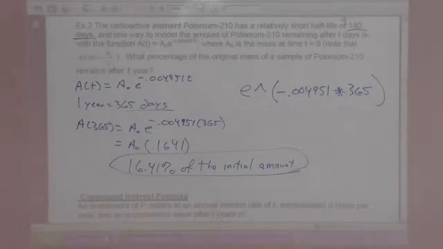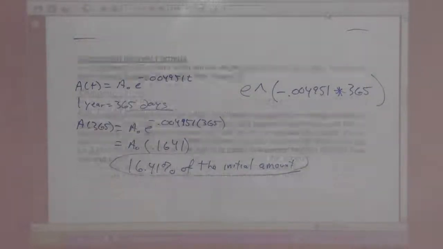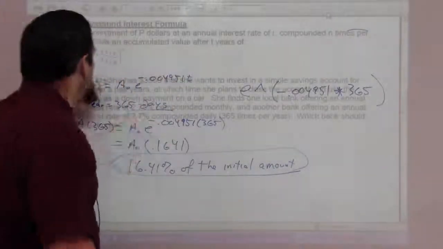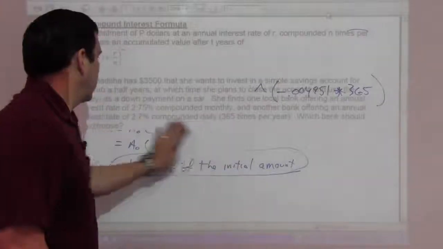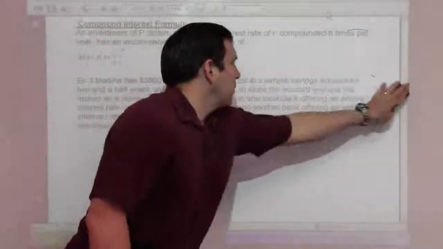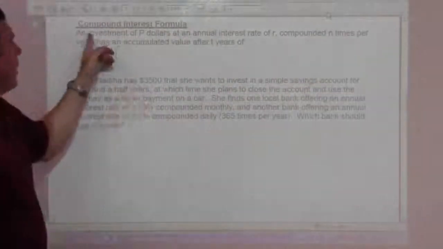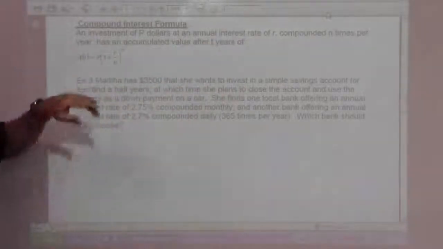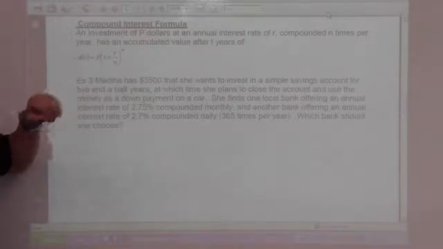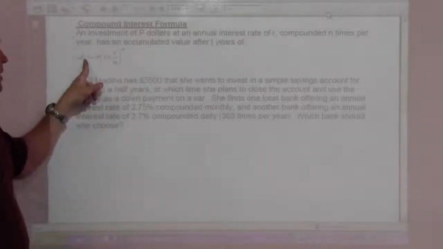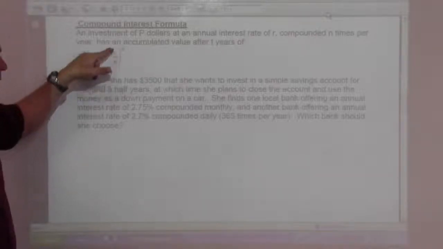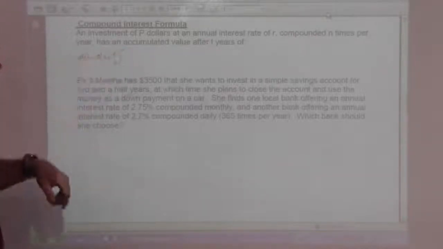Now let's talk about compound interest. I expect everyone's seen compound interest formulas. An investment of P dollars at an annual interest rate of R compounded n times per year has an accumulated value after T years of A of T equals P, the principal, the initial amount, times 1 plus R over N to the NT.